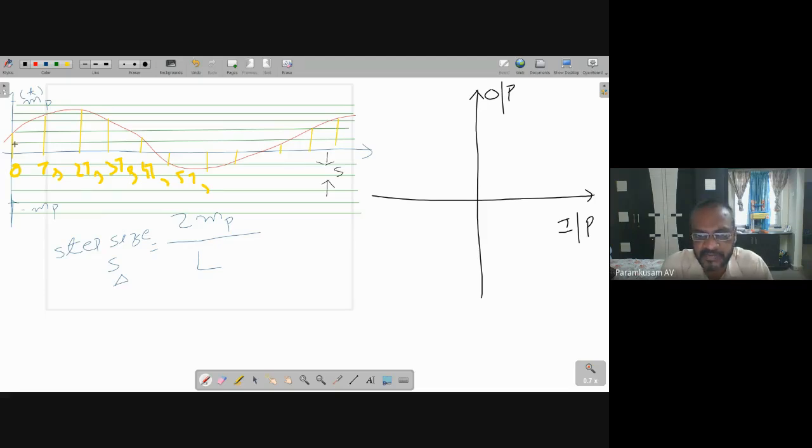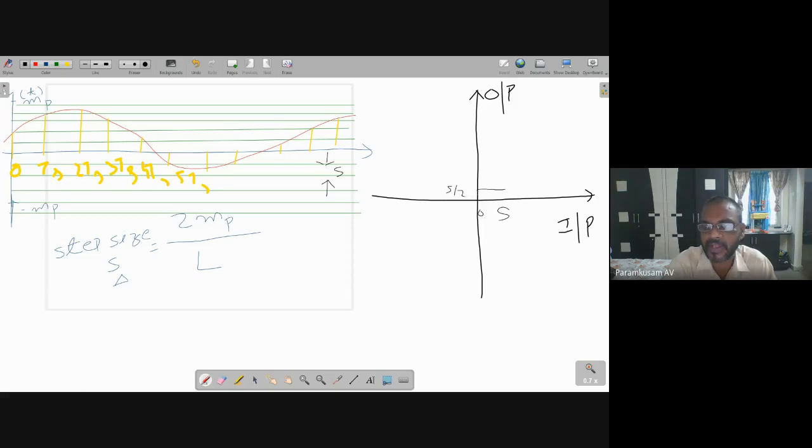If the input lies between 0 and S, then it is approximated to the mid value of that interval. Then what is the output? What is the mid value of the interval 0 and S? S by 2. So you will get a graph like this. This is 0, this is S, and this is S by 2.